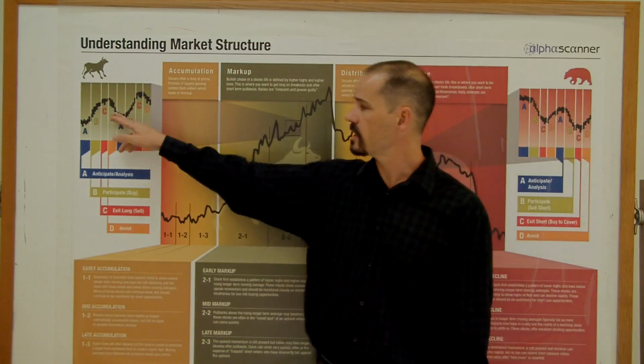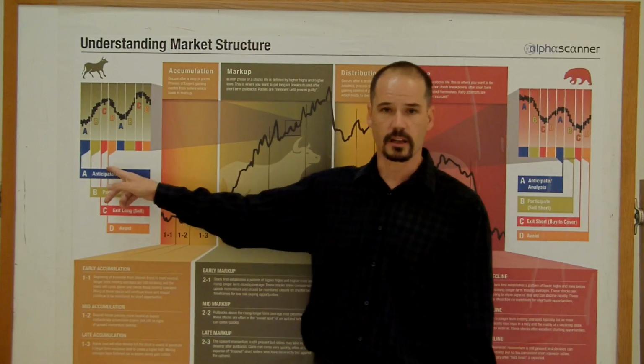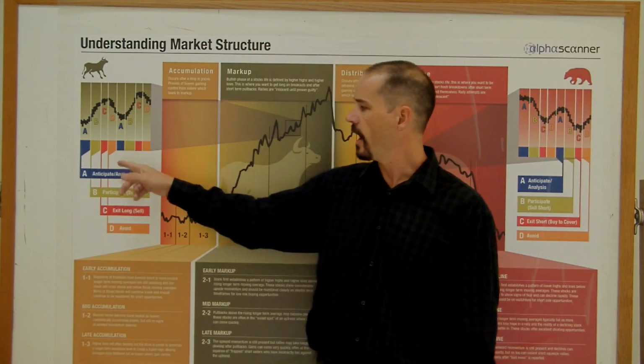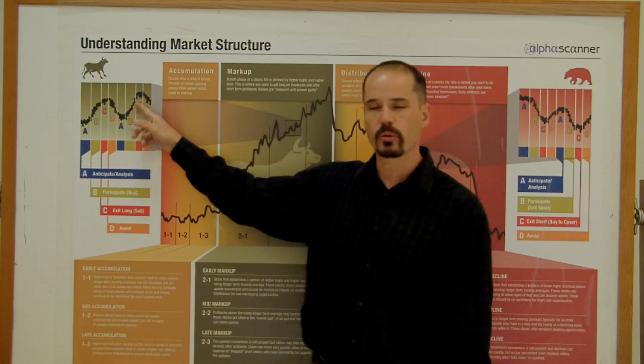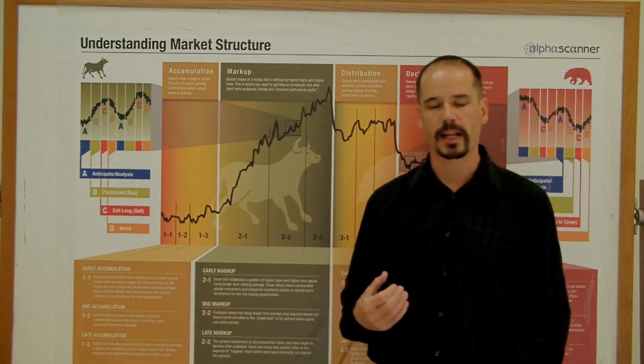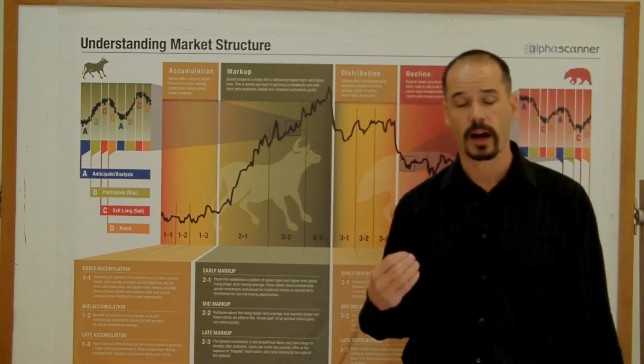So we want to anticipate and do our planning in part A, basically. In part B, that's where we want to participate. That's where we want to buy that stock as it makes that short-term higher high.